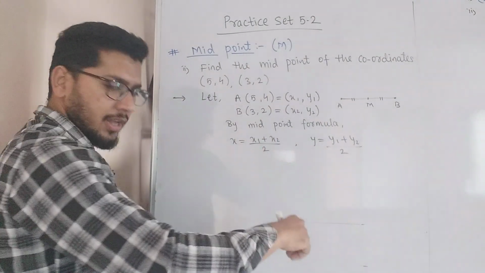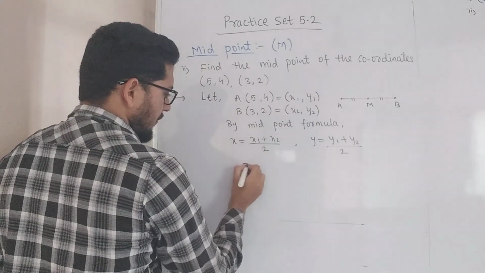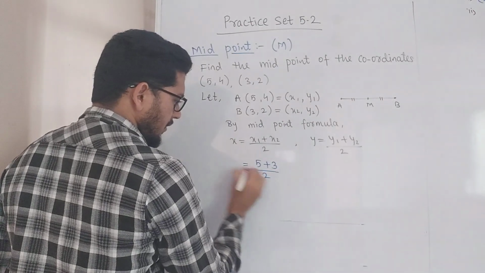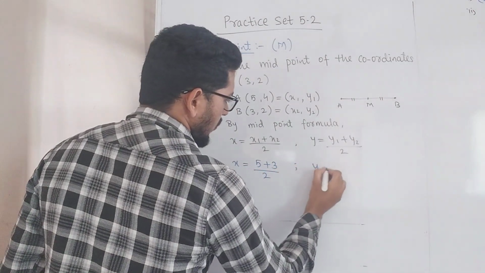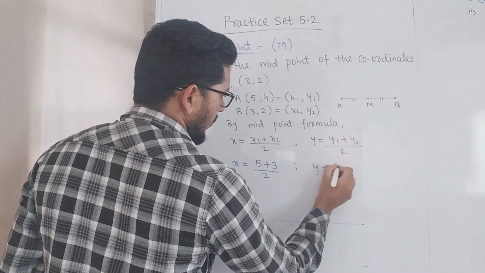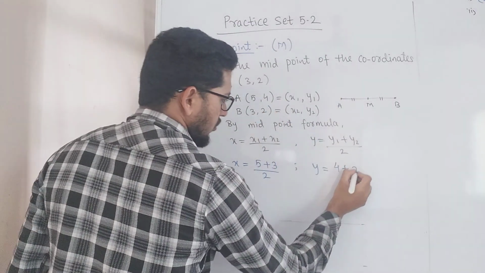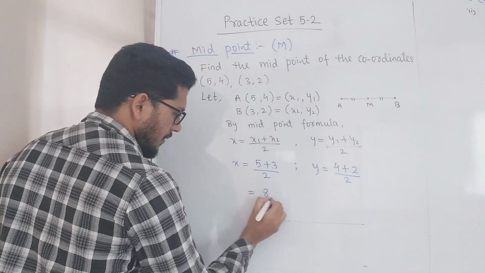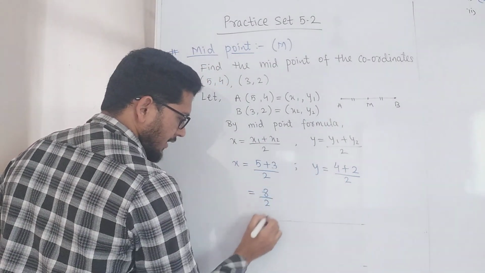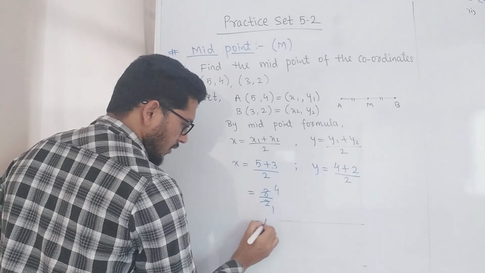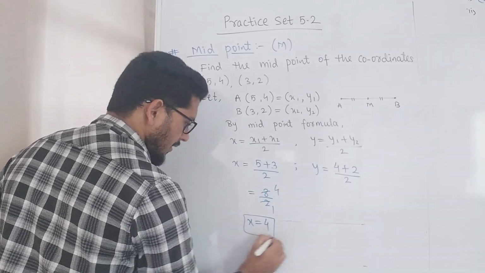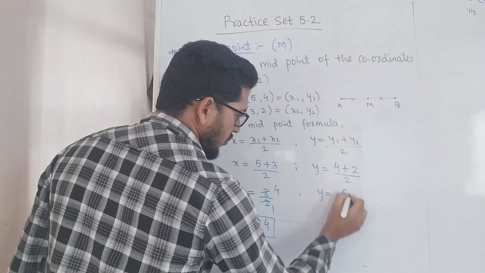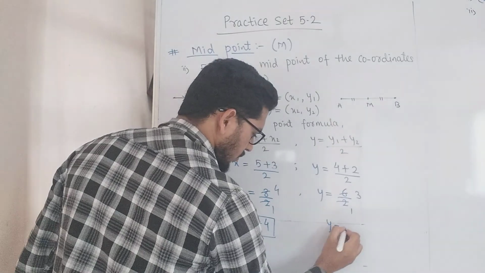Then after that, the value of x1 here is 5, so we write 5 plus x2, which is 3, upon 2. Then y is equal to, what is the value of y1 here? 4, plus y2 here, 2. 4 plus 2 upon 2. 5 plus 3 is 8 upon 2. If you divide it, 2 4s are 8, you will get 4. The value of x is 4, and y is equal to 4 plus 2 is 6 upon 2. Then 2 3s are 6, y equals 3.